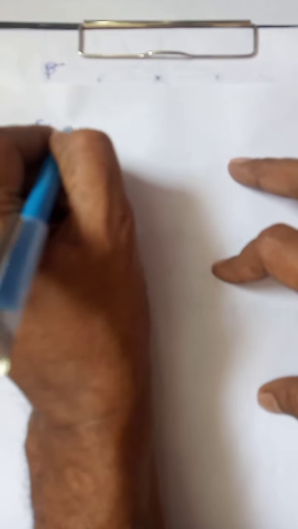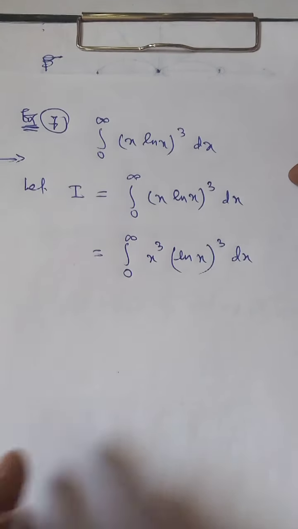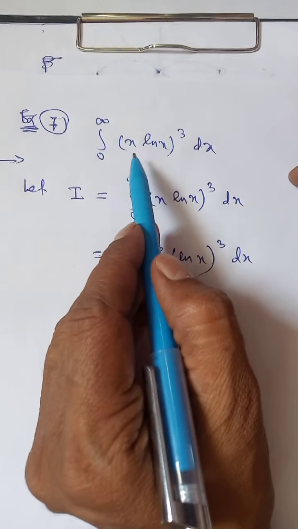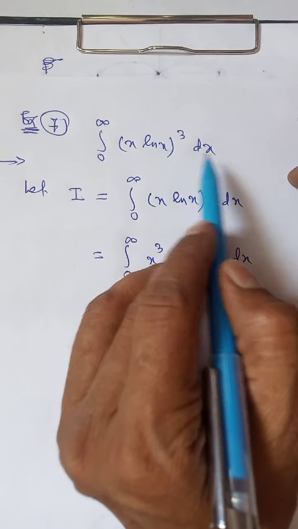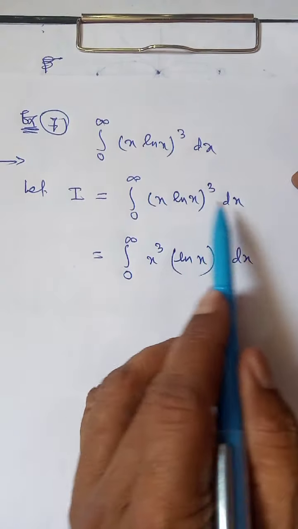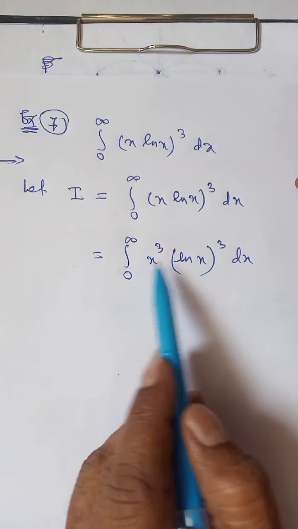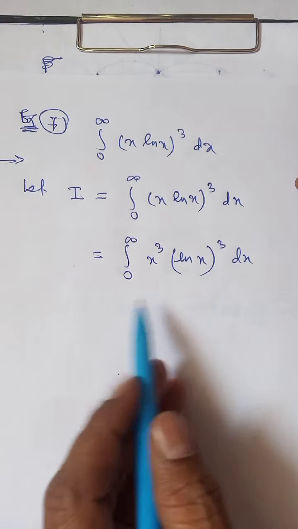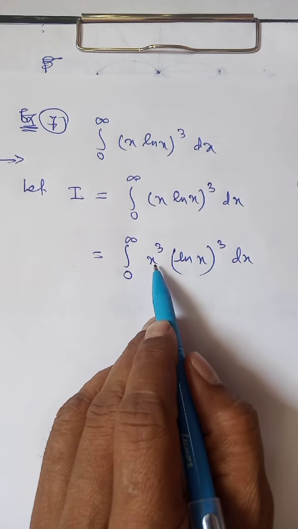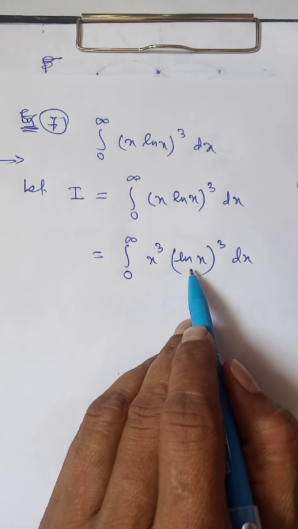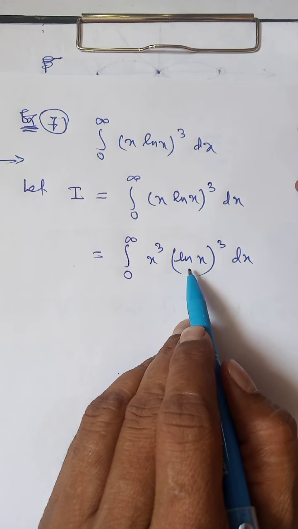Last example. Evaluate the integral from 0 to infinity of x log x cube dx. So let the value of this integral be I. This x log x cube definitely can be written in this form. Now here we have an algebraic function, and the other function is logarithmic. So we'll transform it into exponential first.